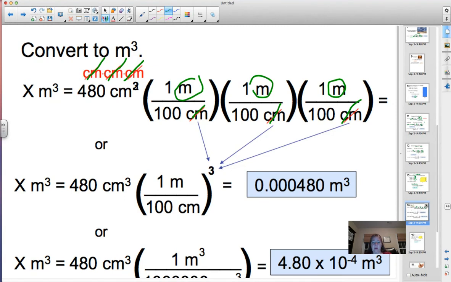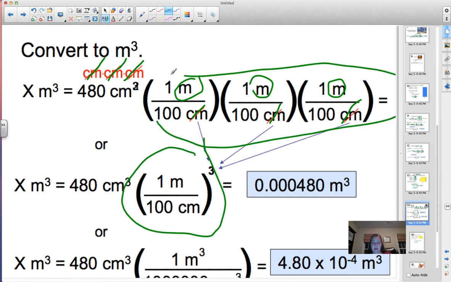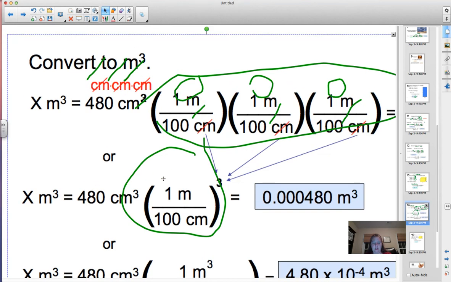Let's switch this over a bit here. So this is just to kind of clean this all up. We could put 480 centimeters cubed over 1 meter per 100 centimeters cubed. And we could put a cubed up here to do that for all of this. This step takes place of all this stuff up here. This is just a shorthand version right here, okay? So some of you might like that shorthand better.